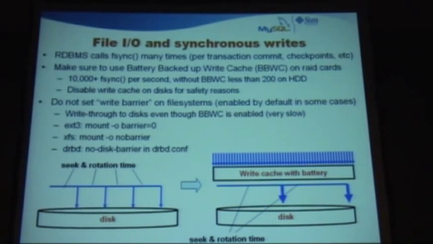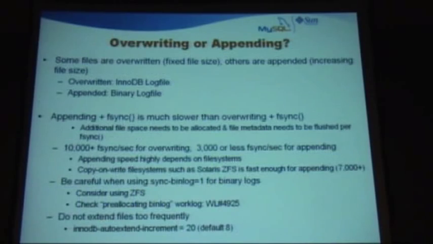And do not set write barrier on file systems. This is enabled by default in some cases. What is write barrier? It writes through to disks even though write cache is enabled. So this is very slow, probably less than 200 per second. On ext3, mount -o barrier=0, and on xfs, mount -o nobarrier. On DRBD, set no-disk-barrier in drbd.conf. So these are important parameters.